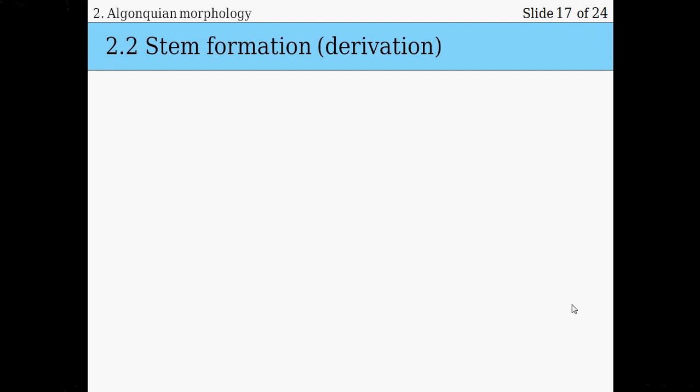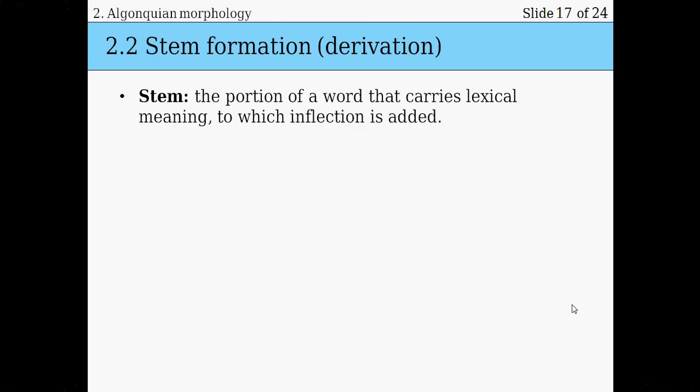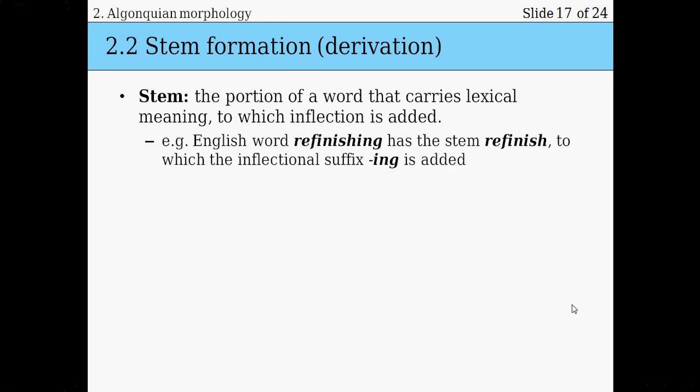Turning now to different types of morphology. So we'll start with stem formation or derivation. The stem is the part of a word that carries a lexical meaning. Right? So the stem is what you add inflection to.